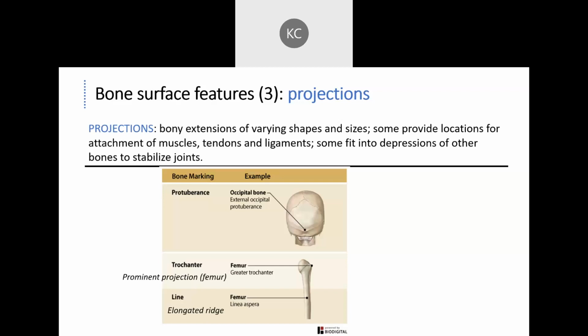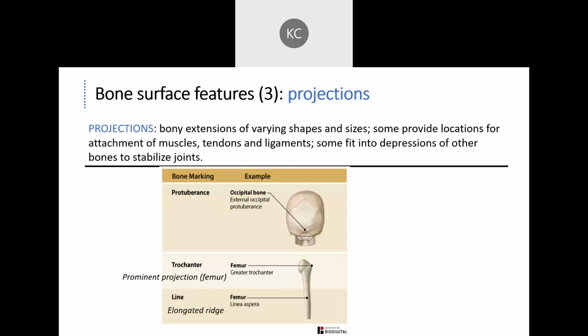So all of these projections that we've talked about, protuberances and trochanters and epicondyles and processes and tuberosities, all of them are all serving as an attachment site for something. Okay, typically a muscle by way of a tendon.